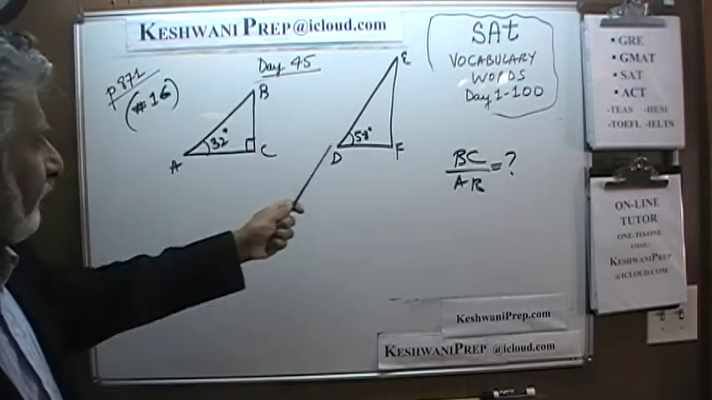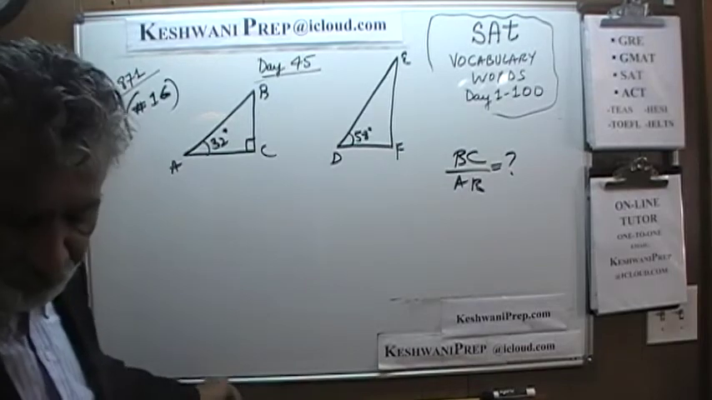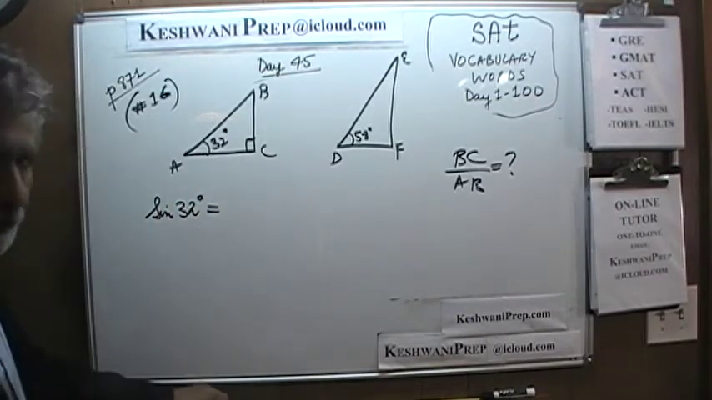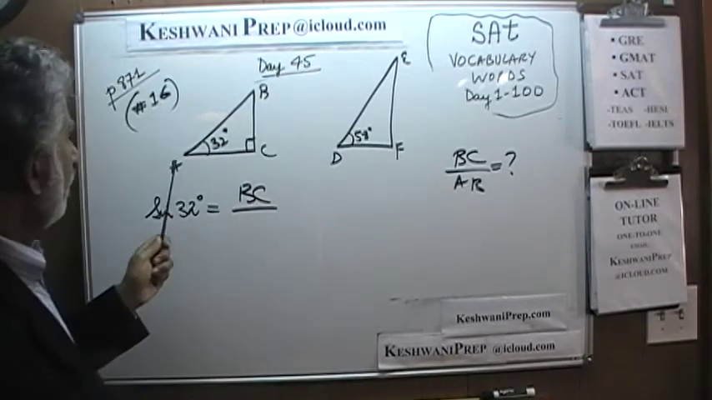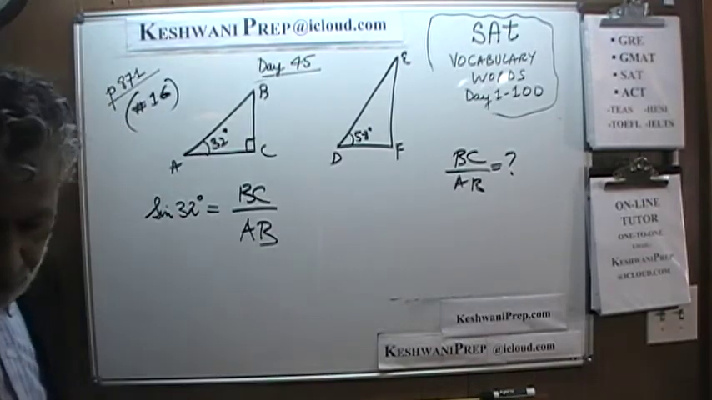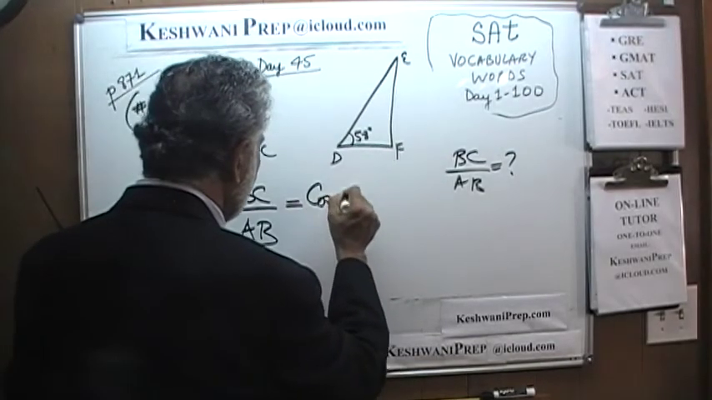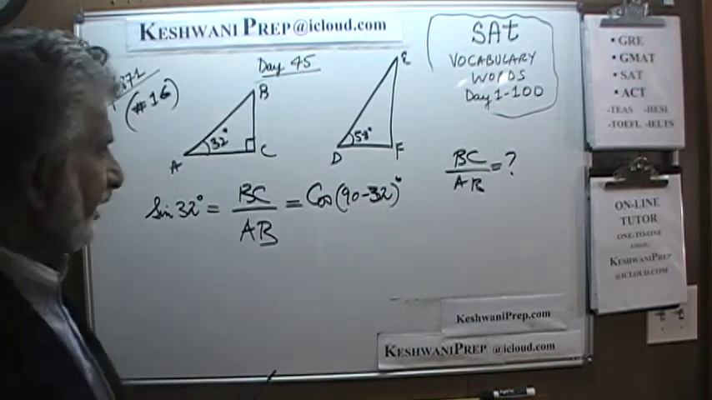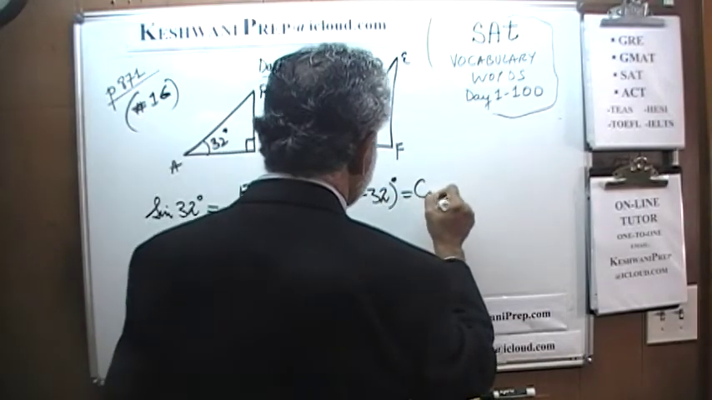So, what do you suppose 32 plus 58 is? 58 plus 2 is 60, plus 30 is 90. As you can see, they add up to 90. Let's begin our story. That's what they're testing here. Let's find out sine of 32 degrees. So 32 degrees appears in this triangle. Sine would be BC, which is opposite, over hypotenuse, which is AB, which is exactly what they're looking for here. And what do you suppose this has to equal? Sine of 32, we just learned, would have to equal cosine of 90 minus 32. Cosine of 90 minus 32 is the same as cosine of 58 degrees.